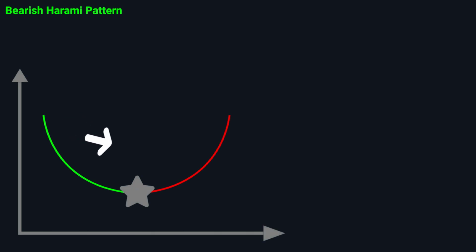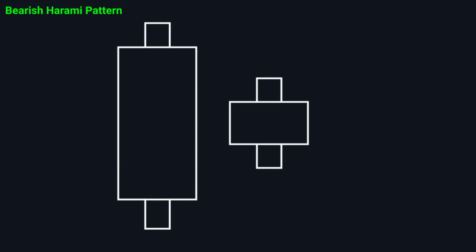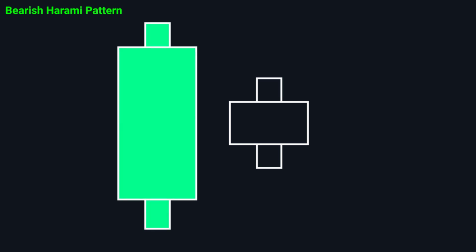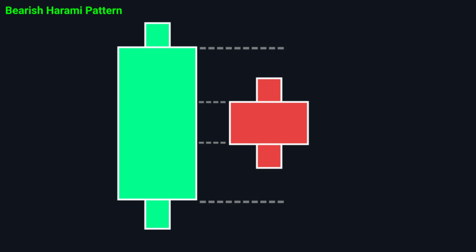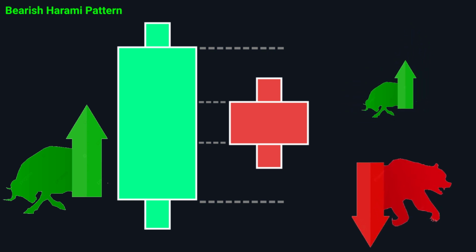Bearish harami pattern. This pattern is used to predict potential reversals in an uptrend. Just like the bullish harami, the bearish harami also consists of two candlesticks. The first candle is a large green candle, indicating strong upward momentum in the market. The second candle is a smaller red candle that fits entirely within the body of the first candle. The large bullish candle shows strong buying pressure, while the smaller bearish candle suggests that buyers are losing control and sellers are starting to gain strength.